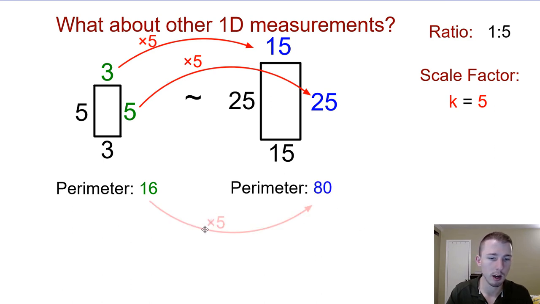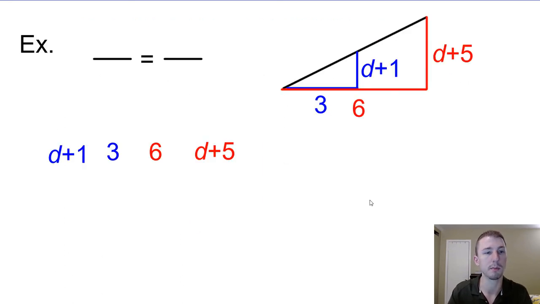So what's our scale factor going from 16 to 80? Well, if you notice, it's exactly the same. Same scale factors we have with any one-dimensional measurement. The distance around the side is just another, the perimeter is just another one-dimensional measurement, and so it's going to have the exact same scale factor, which is pretty cool, actually.